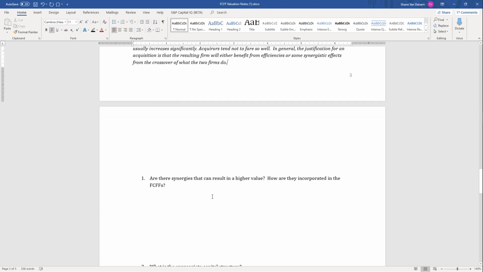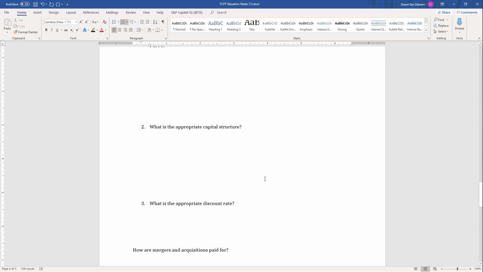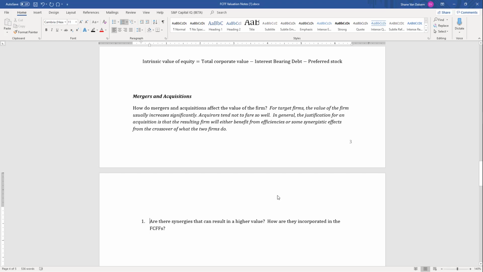So what are the synergies that can result in a higher value? Are there synergies that can result in a higher value? How are they incorporated in the free cash flows of the firm? And then I've got another question down here. What is the appropriate capital structure and what is the appropriate discount rate? These are questions that you're going to have to answer. I'm going to talk about them a little bit here. But for the case that you're looking at, how you answer these questions is going to depend on the point of view of the person who is valuing the firm.